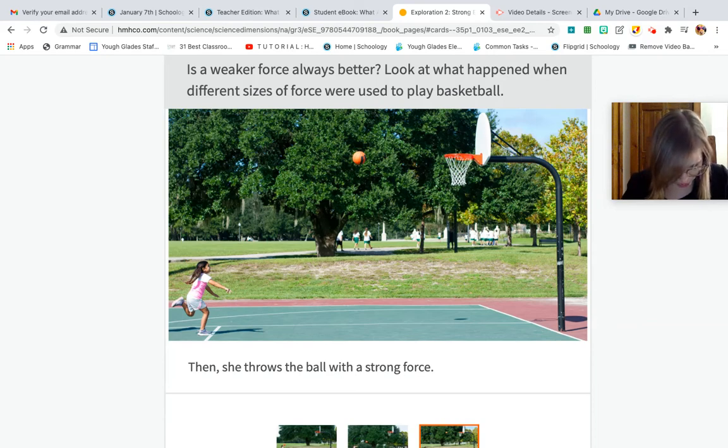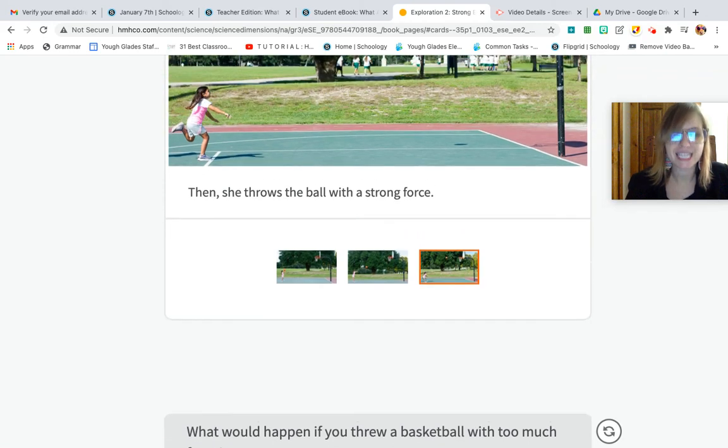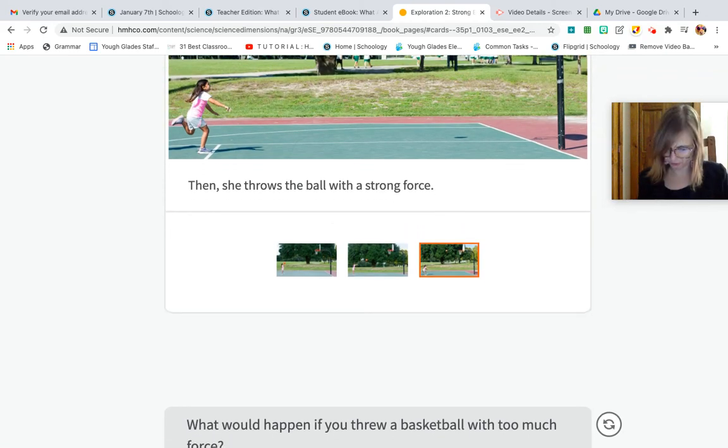So put an X in your book. You have similar pictures. Put an X in the circle on the picture that shows the girl using a stronger force to throw the ball more accurately. And this is what you're going to have to answer for me in your book.